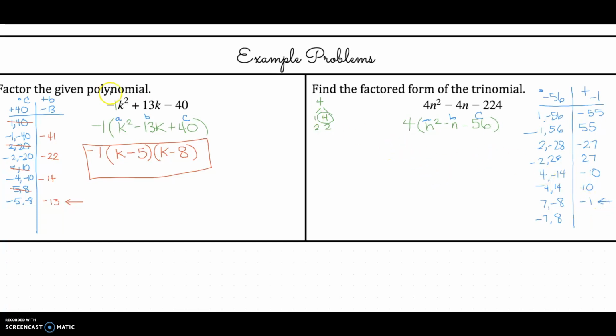And now all I got to do is write that in our factored form. So the GCF stays out front, so I'm going to have a 4. And then parentheses, n plus 7, because 7 is positive, and n minus 8, because our 8 is negative. And now I'm done.